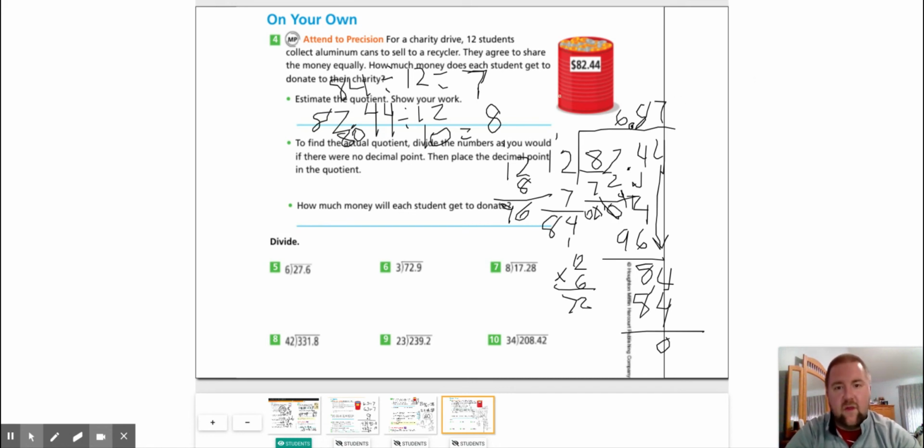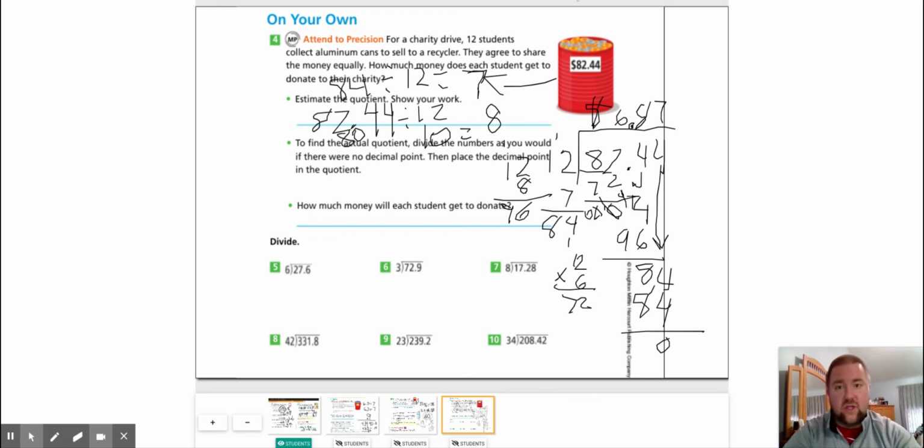So what does that mean? The question they asked was how much money does each student get to donate? They each get to donate $6.87 to their charity. Our estimates were 7 and 8, and that's really close, right? And we know that $7 is really, really close to $6.87. So this would probably be our most reasonable estimate. And it would be the most reasonable because we changed it the least, right? If you're looking for the most reasonable estimate, you don't want that problem to have changed much at all.